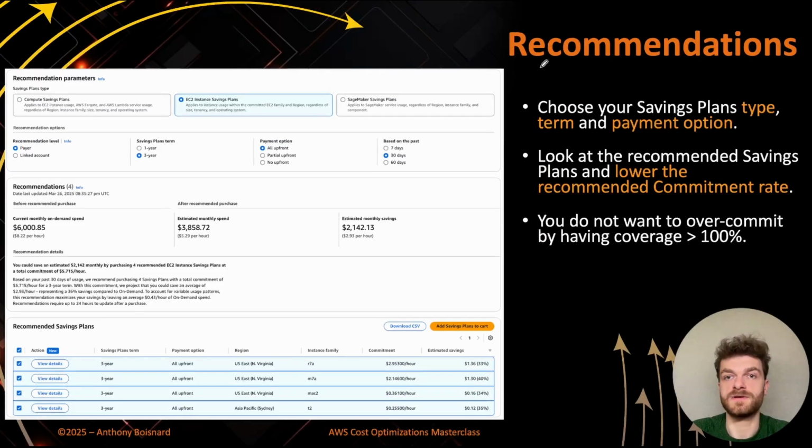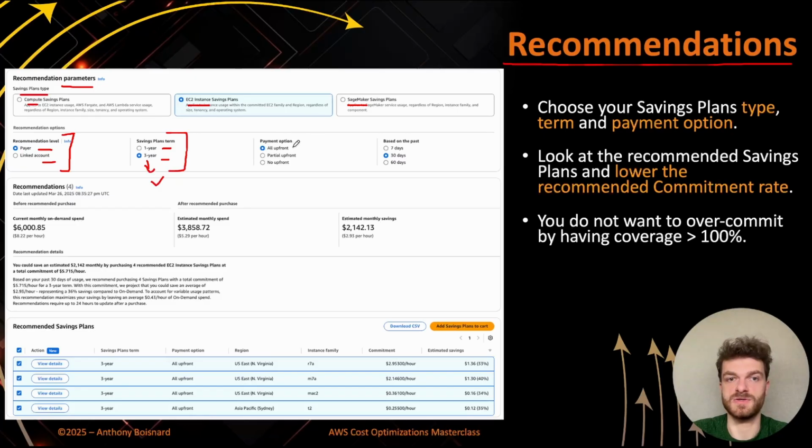In the billing service, you can also retrieve all your AWS recommendations about savings plans. You can choose here the savings plans type between compute, EC2 instance, and SageMaker savings plans. And you have different parameters, such as recommendation level. You can choose to purchase the savings plans directly in the payer account or in the linked account. You can choose also the term between 1 year and 3 years. You're gonna have more savings if you choose 3 years.